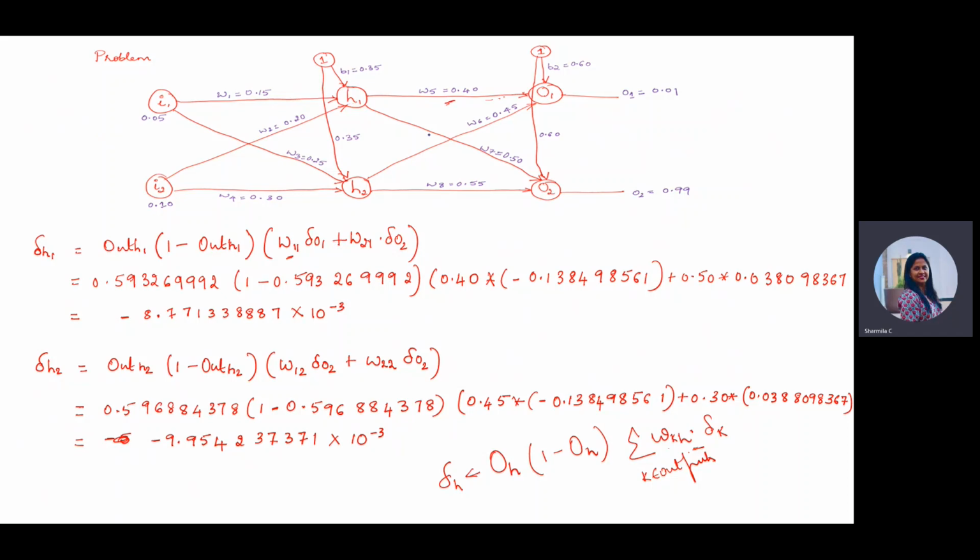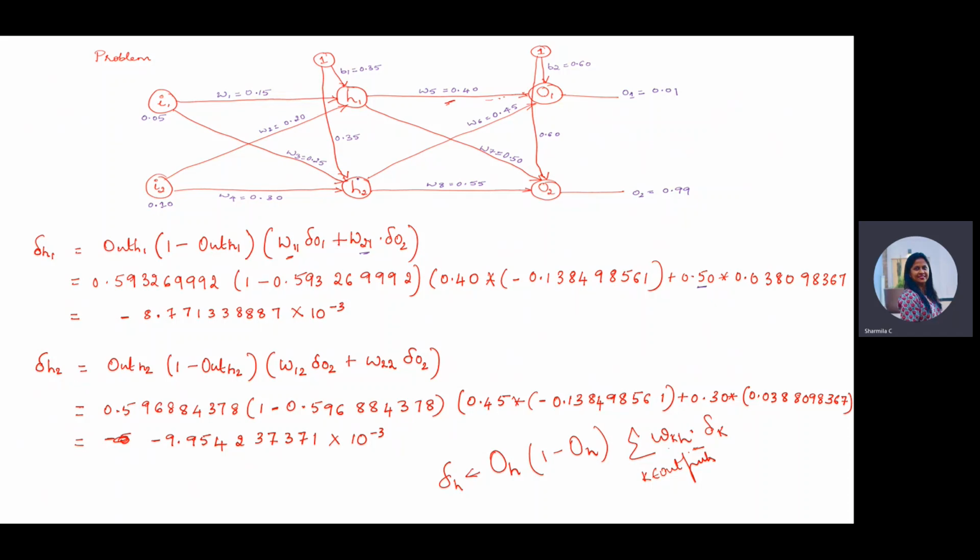this H1 is also connected to this. So when I take this path, it is represented as W of 2, 1, which is 0.50, into delta of O2, the error term at this output unit, which is already calculated. Substitute the values here and we get the error term at the hidden layer as minus 8.771338887 into 10 to the power of minus 3.